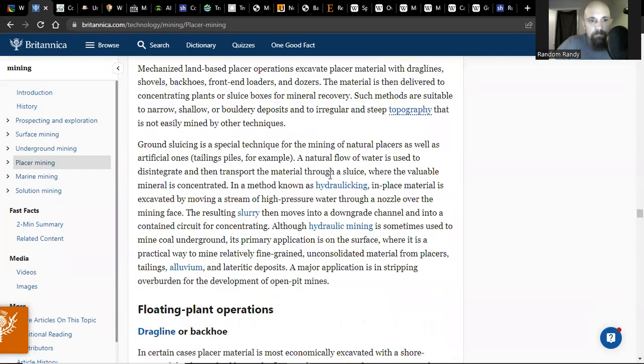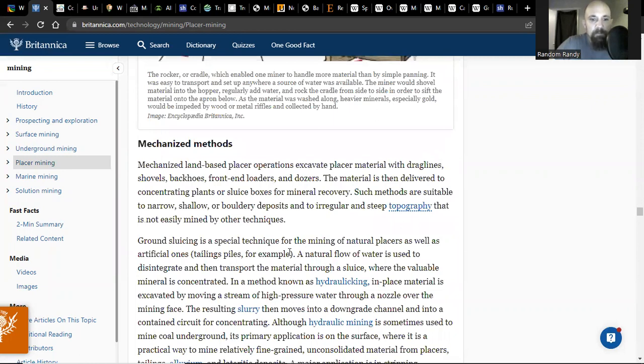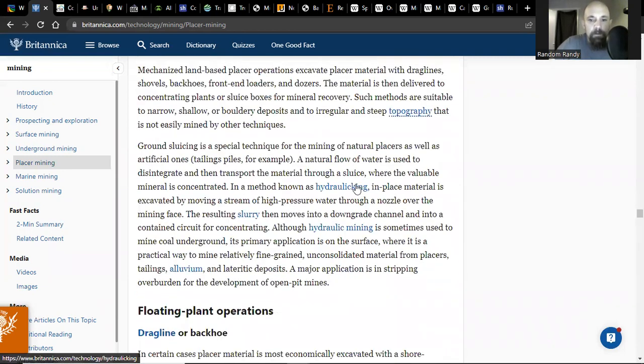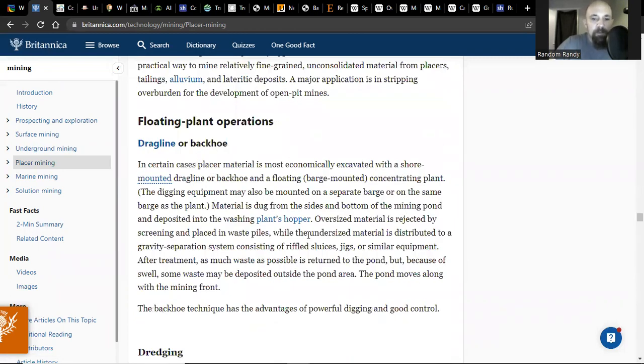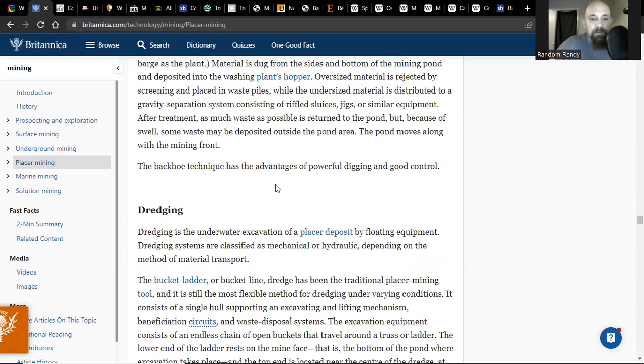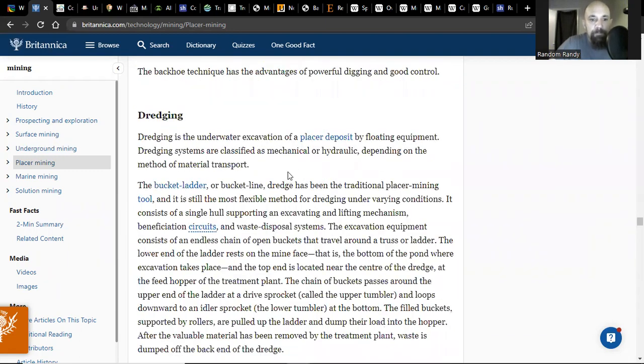Now, there are some mechanized methods, right, using those sluicers. So using machines would be considered mechanized. Now, hydraulicking, stream of high pressure water, dragline, backhoe. This is a lot of what's happening in the Amazon and things like that. They just are scooping up large amounts of river sediment and things, and just sluicing them out. Dredging is the underwater excavation of a placer deposit. Okay.